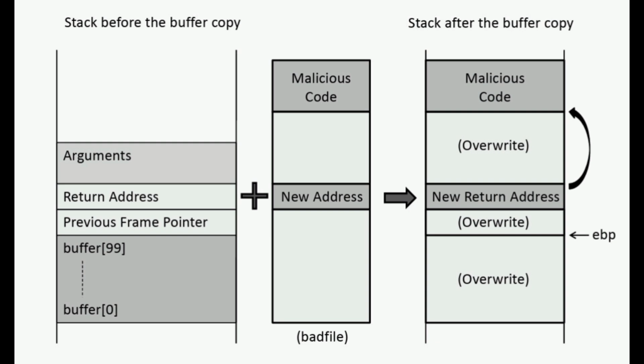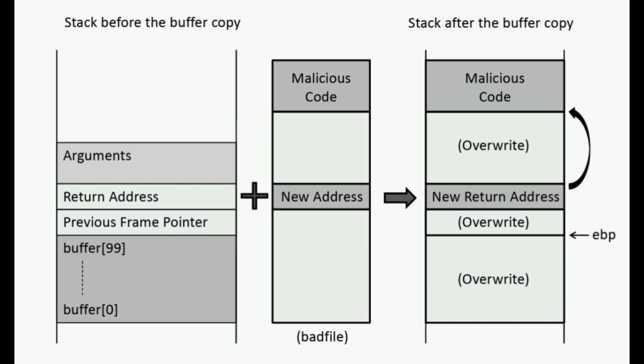The middle image represents the attacker injecting malicious code. The attacker exploits a buffer overflow vulnerability by writing more data than the buffer can hold. The overflow allows the attacker to overwrite important stack values including the previous frame pointer and also the return address, replacing it with the address of the injected malicious code.